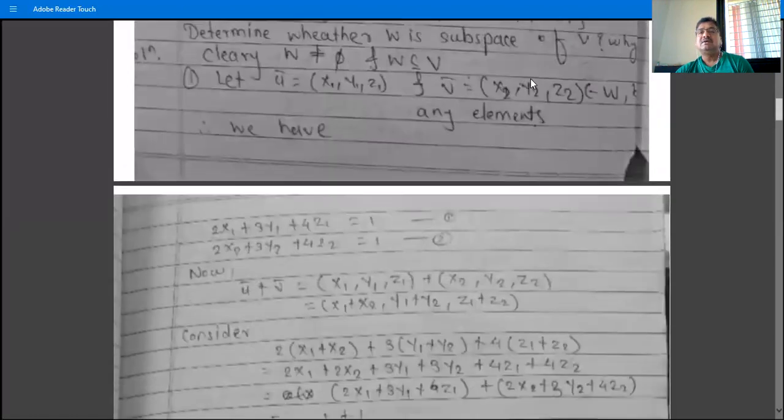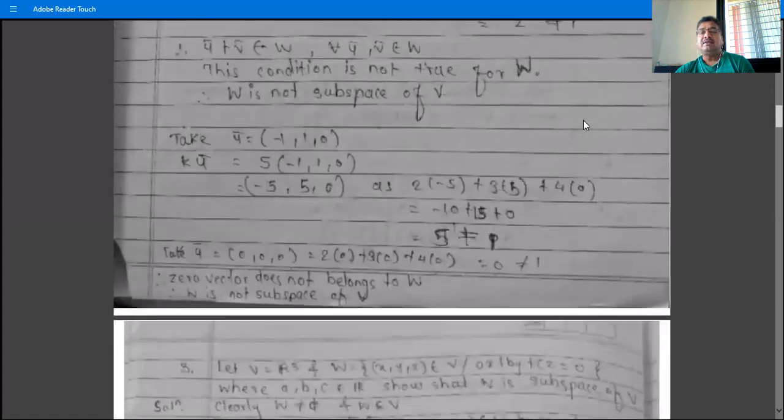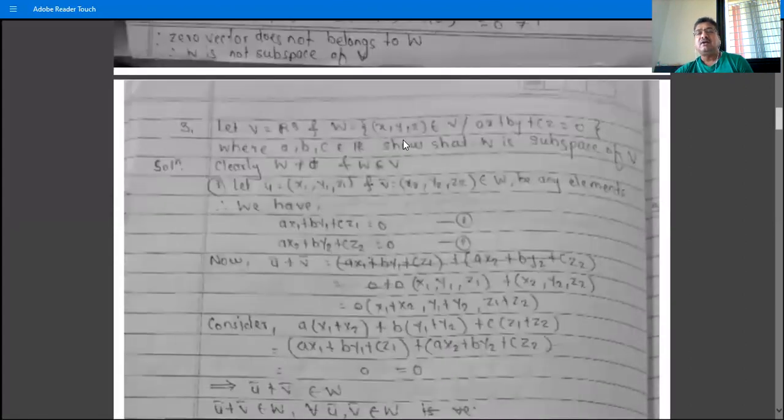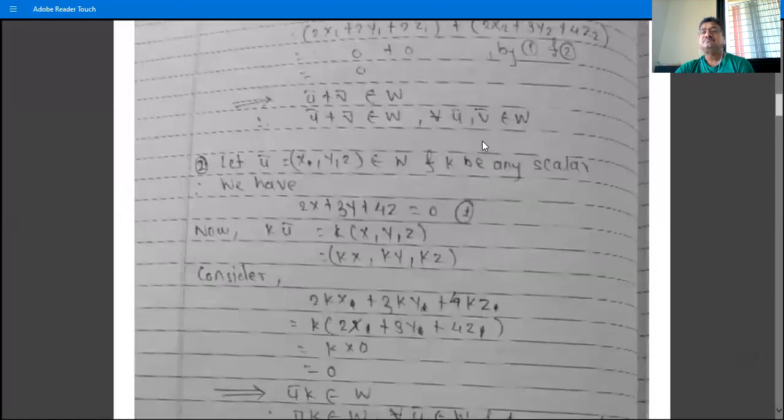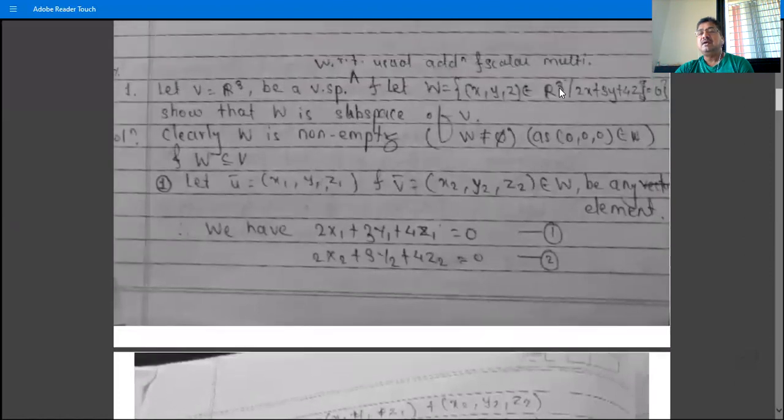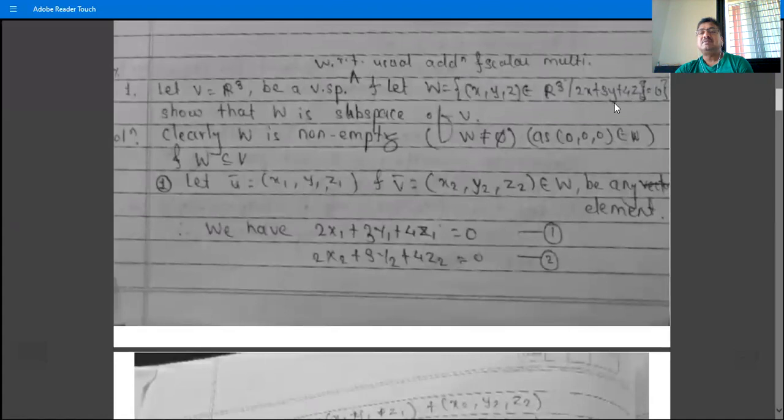So remember these things: in the place of 2 and 3 and 4, we can have any other number, taken arbitrarily as A, B, C. Suppose that V is equal to R3, W is the set of x, y, z belonging to V or R3, such that Ax plus By plus Cz is equal to 0, where A, B, C are any real numbers, maybe positive, maybe negative, all equal, all different. Then show that W is a subspace of V. So instead of 2, 3, 4, if we take any real numbers A, B, C, then also, but equal to 0, remember that, the set W is a subspace of R3.